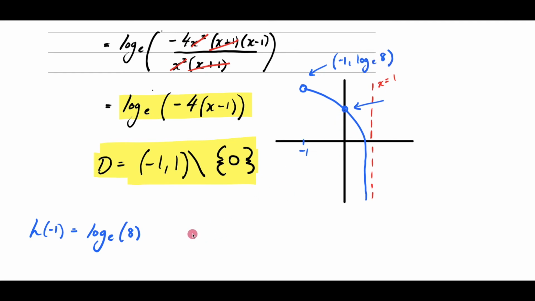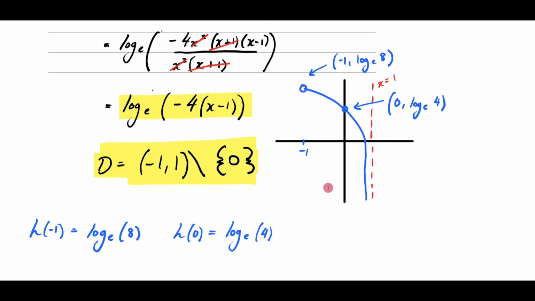And then I also need to find this point. To do that, I'm going to sub in 0. So I'm going to get log e of... If I was to sub 0 into this, I'm just going to be left with -1. -1 times -4 is +4. So that means I'm going to end up with (0, log e of 4), just like that.